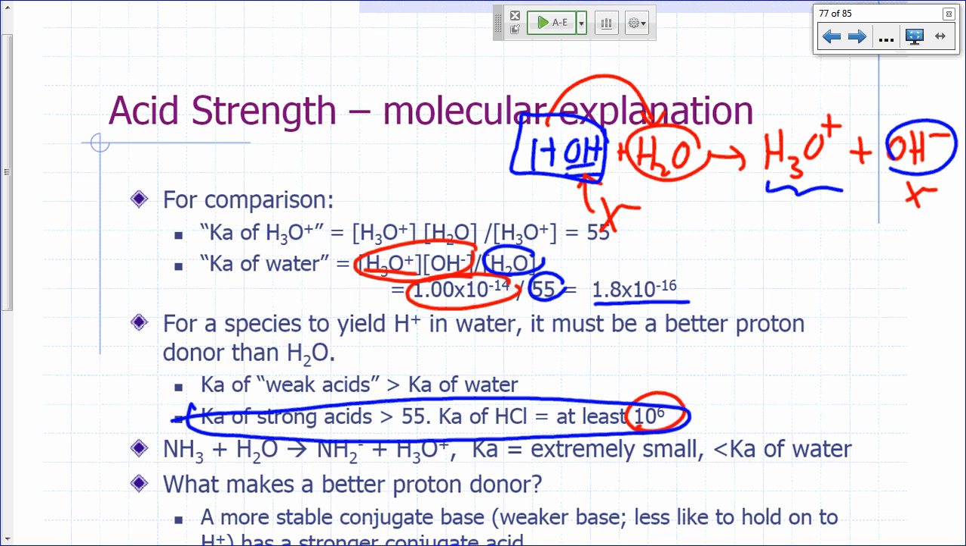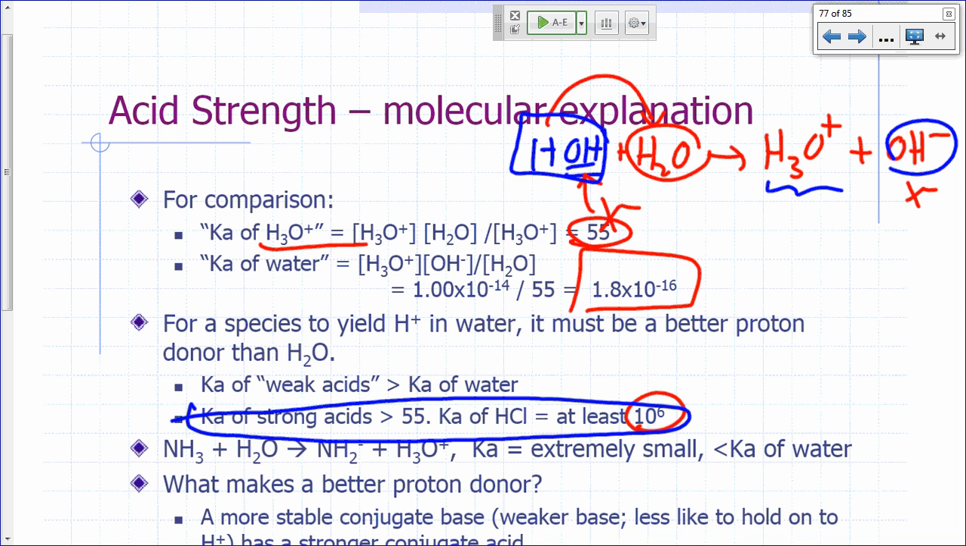Note that that is a very small number, right? We say water is a very weak acid. It has a low tendency to transfer a proton. Hydronium is a much stronger acid than water, right? In fact, we say hydronium is the strongest acid that can exist in water. Any other acid that's stronger than hydronium, like HCl, is just going to give up its proton right away.